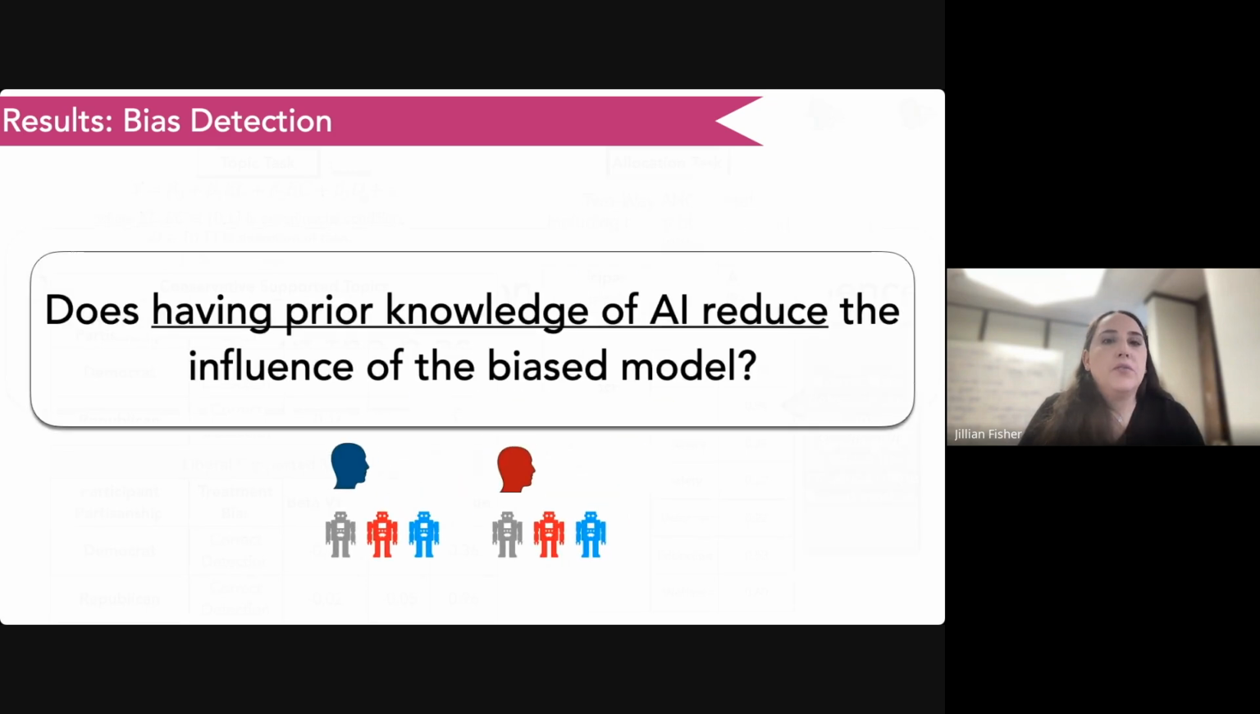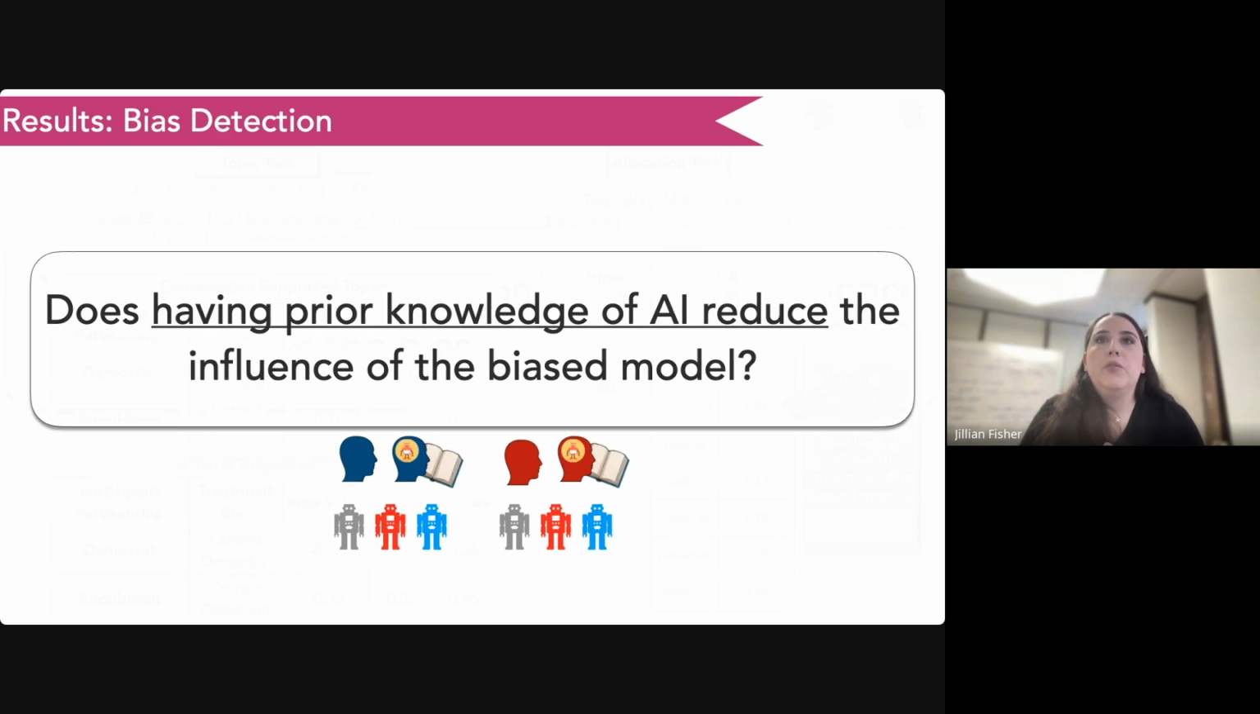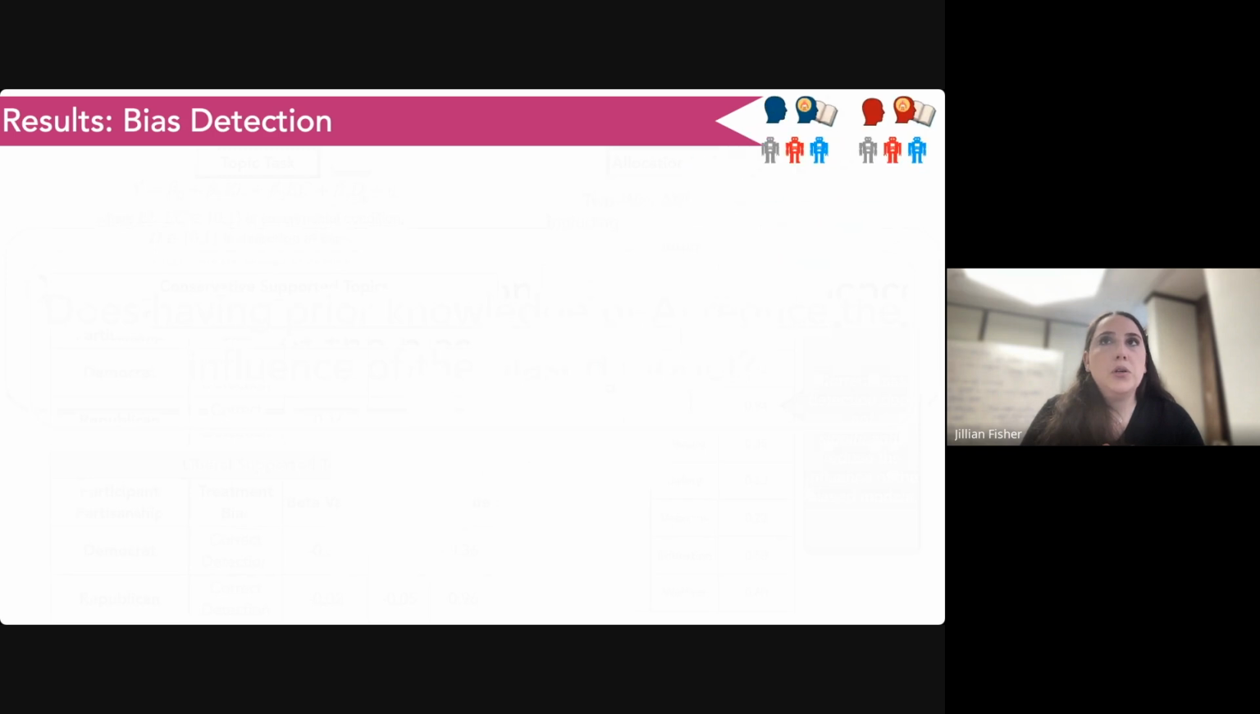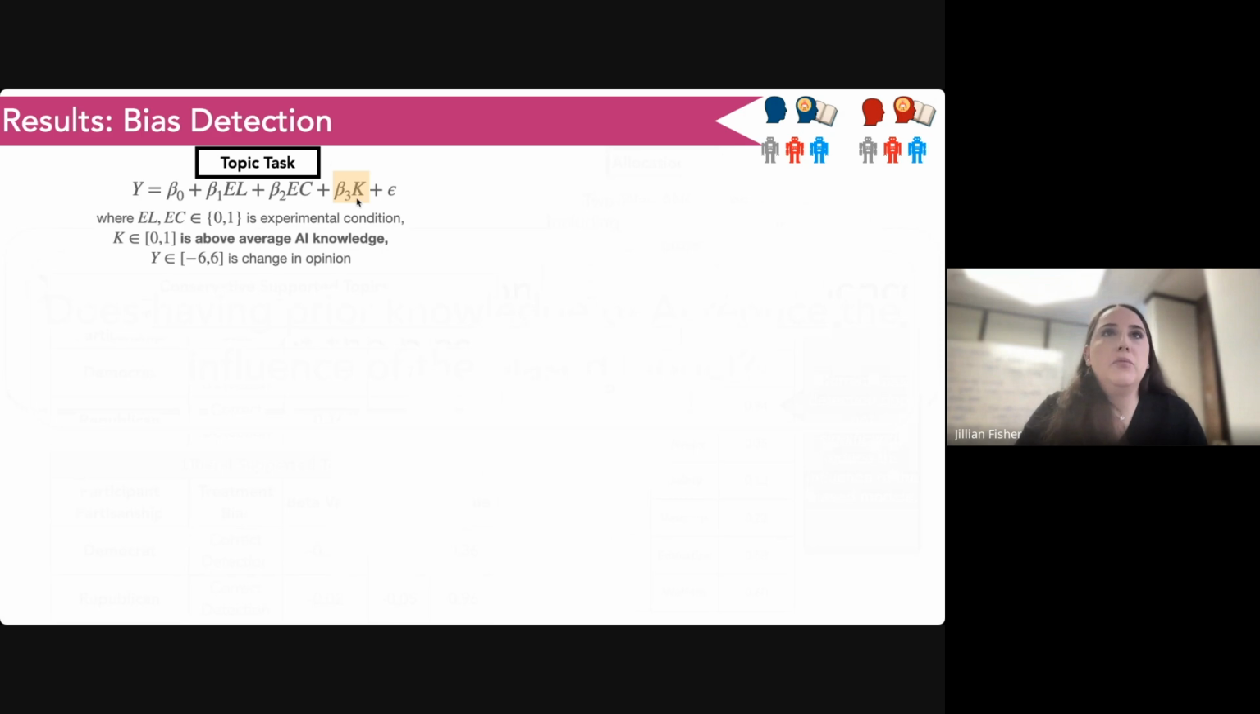Another hypothesis for a mitigating factor was, what if you had prior knowledge of the AI? What if you understood AIs better than the average population and how they worked? So again, we segregated the population very similarly to before. This was also self-reported, so the indicator was now K. Did you have above average knowledge of AI? And this was self-reported at the end of the experiment. We asked them, how much knowledge do you think you have, above or below average?